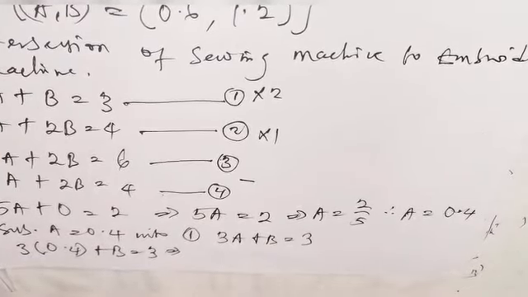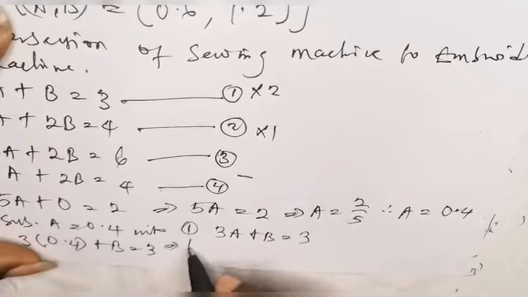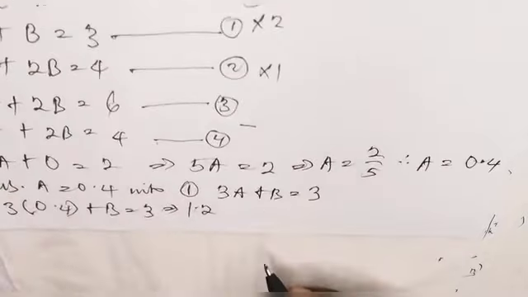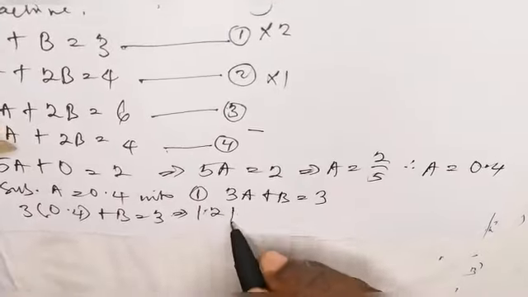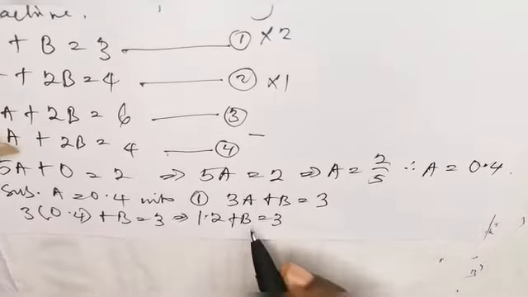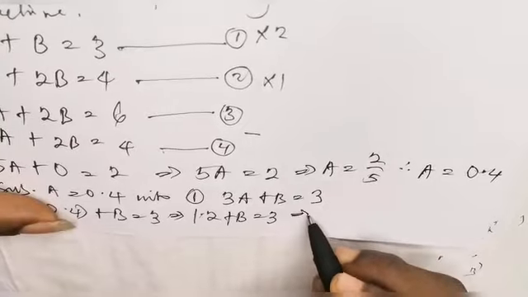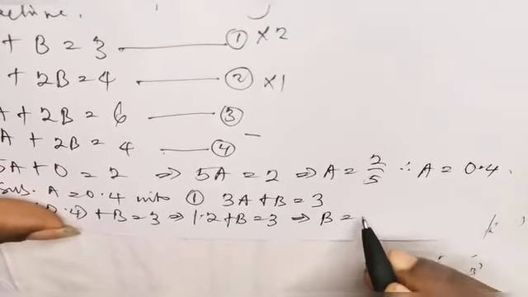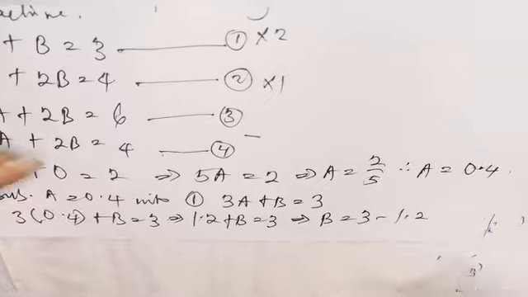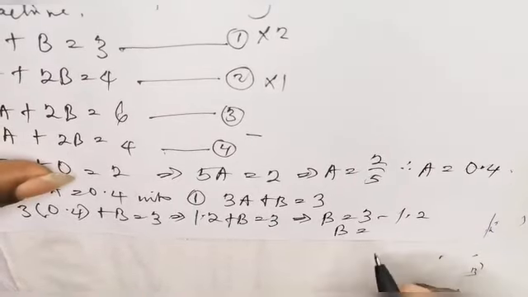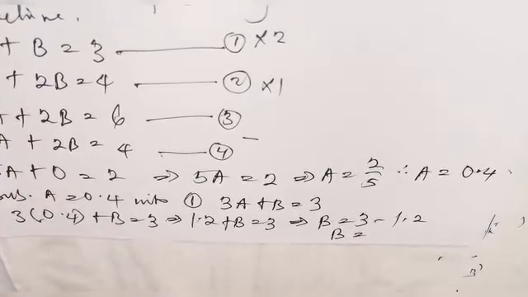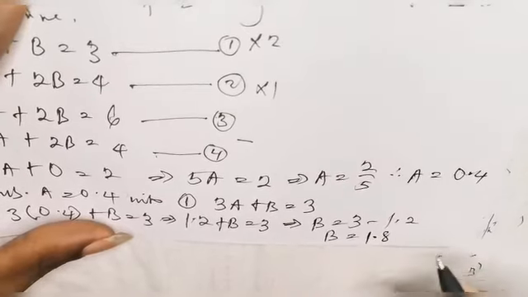3 times 0.4 gives us 1.2. So we have 1.2 plus b equals 3. To make b the subject, I'll simply send 1.2 over here. So this implies that b becomes 3 minus 1.2, and b equals 3 minus 1.2, which gives us 1.8. So we have b to be 1.8.